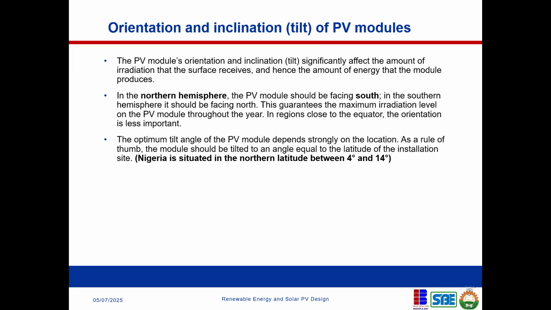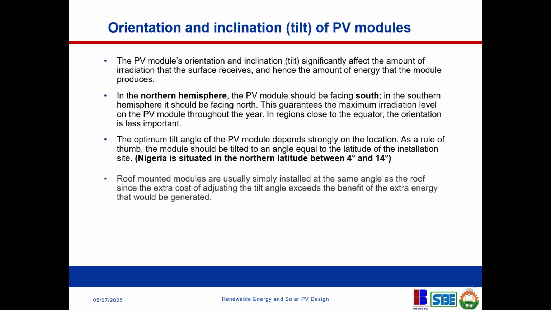But Nigeria is somehow closer to the equator. Now, if you move down to the southern Nigeria, that's where you begin to have about 4 degrees. But if you move up to the northern part of Nigeria, then the latitude begins to increase up until 14. But overall, Nigeria is between 4 and 14 degree latitude.